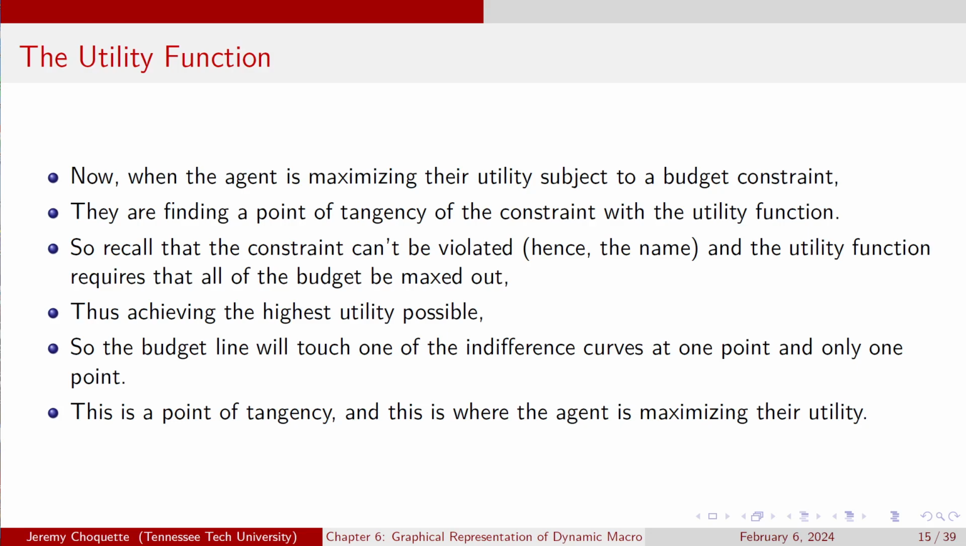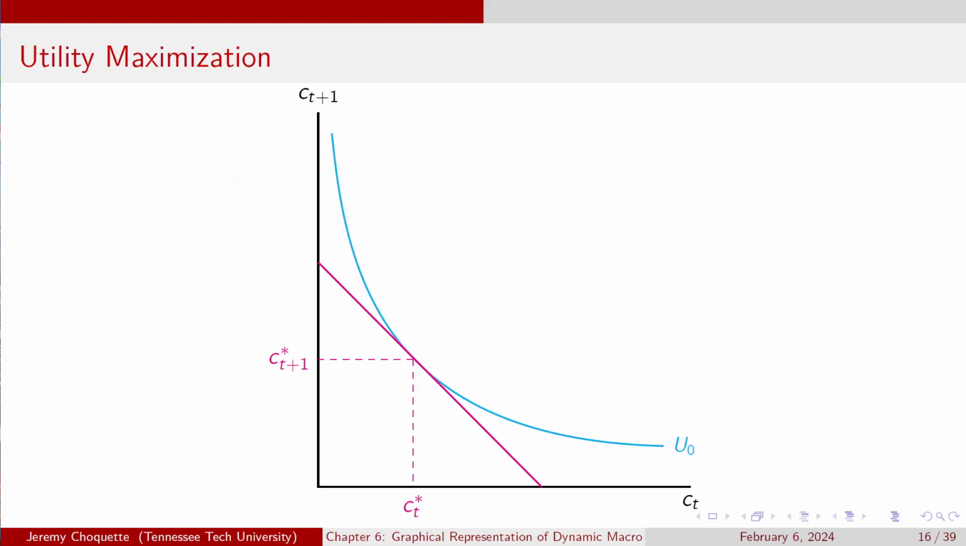This allows us to achieve the highest utility possible. So the budget line will touch one of the indifference curves at one point and only one point. And this is what's known as a point of tangency. And at that point of tangency, that's when the agent is maximizing their utility. So let's say I plot out U0. I know I changed the colors, sue me.